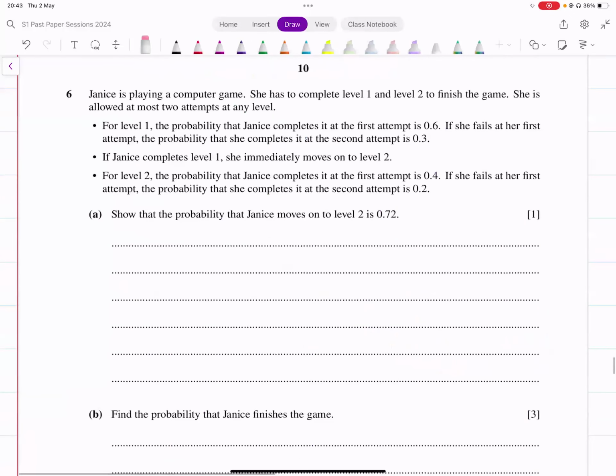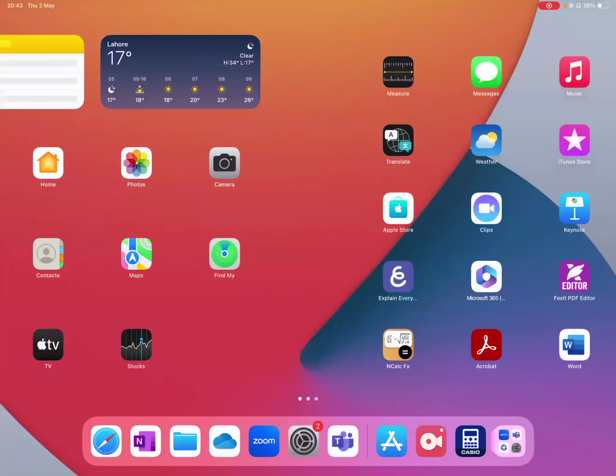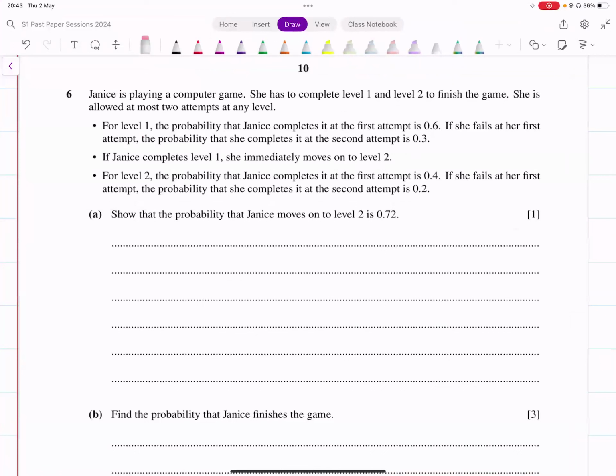All right, now let's look at the next one. The next one that you've asked about is question number 6. Let's try that. Question number 6 from this paper. Janice is playing a computer game. She has to complete level 1 and level 2 to finish the game. She's allowed at most 2 attempts at any level.